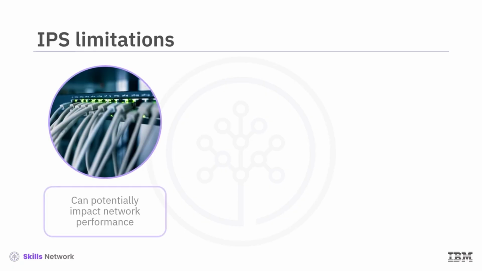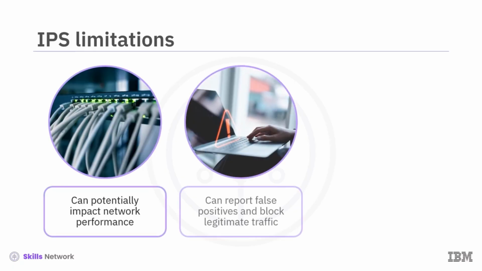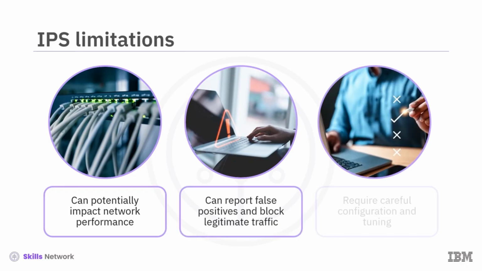However, intrusion prevention systems can impact network performance due to inline deployment. They can report false positives that result in blocking legitimate traffic. And finally, they require careful configuration and tuning to balance security and performance.